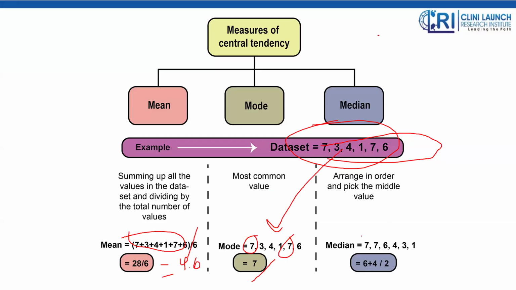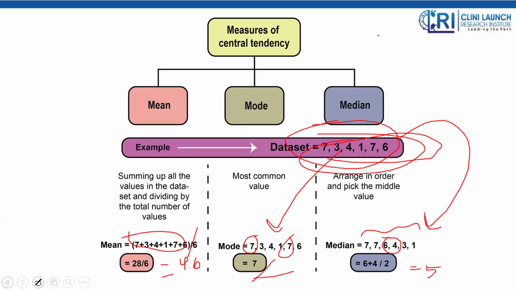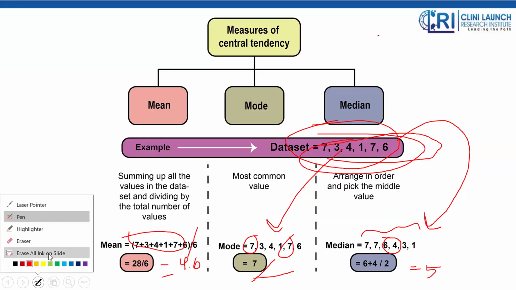You have to arrange it in ascending or descending order. In this particular example, this entire data is arranged in descending order: 7, 7, 6, 4, 3, 2, 1. So what is the middle number here? 6 plus 4 divided by 2, so 10 divided by 2, it is 5. So median is 5, mean is 4.6, and mode is 7. Like that, these are the measures of central tendency.